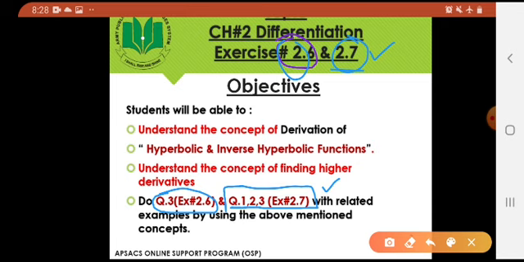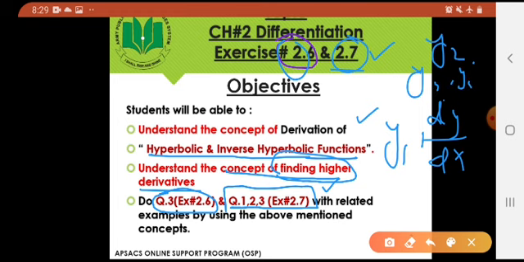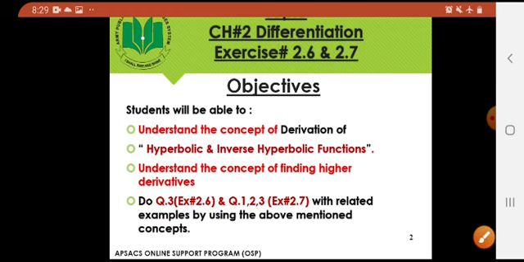So today you will be able to understand the concept of derivation of hyperbolic and inverse hyperbolic functions, and I sent you the formulas, so I hope you would have learned. Then we will be learning about the concept of finding higher derivatives. Higher derivatives means we used to find the derivative of y with respect to x, which was called y1 or dy by dx. So today inshallah you'll be getting to know about finding higher derivatives, meaning y2 or y3 or y4, and so on.